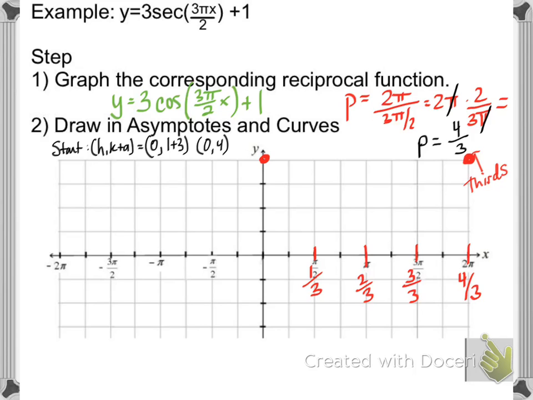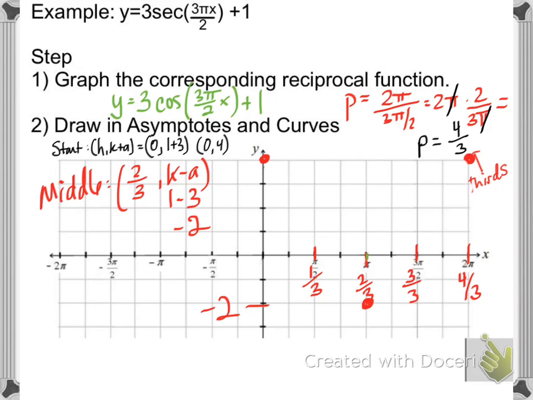Now for my middle point. My middle point will always be the minimum unless I flip the graph. But the middle of this, in this case, is 2 over 3, because this is 2 over 3 right in the middle. And now I got to find my y value, but it's always the k value minus the a value. In this case, it's going to be down at -2, because 1 minus 3 is -2. And I'm going to have my point down at -2.